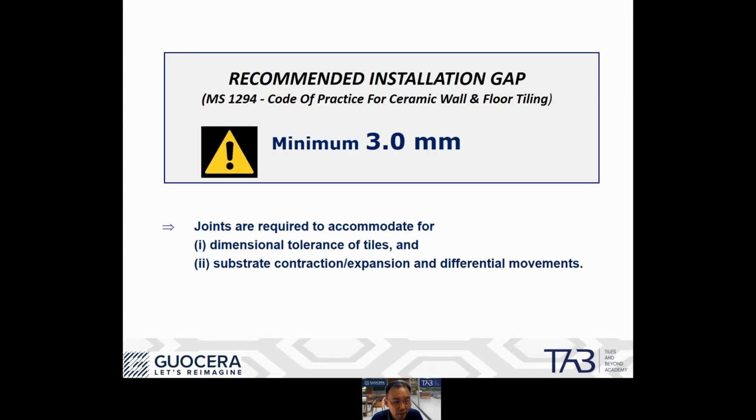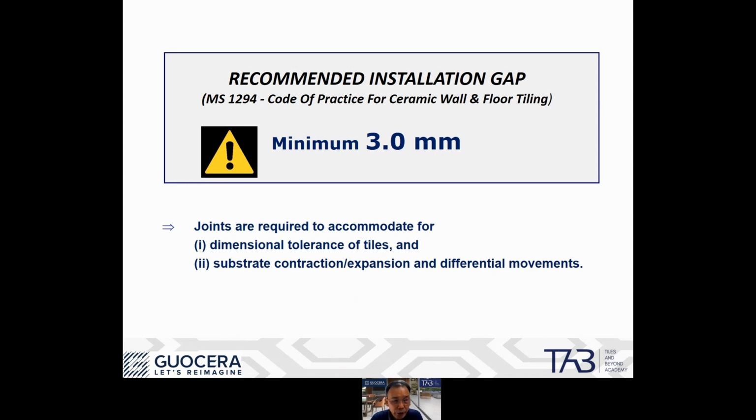Again, reference is made to MS 1294, the code of practice for the installation of wall and floor tiles. It says that the recommended installation gap is minimum 3 millimeters. Yeah, minimum 3. Yeah, it recommends that tiles should not be installed with anything smaller than 3 millimeters. Of course, why? Yeah, you want to know the reason why. Why did MS 1294 recommend this?